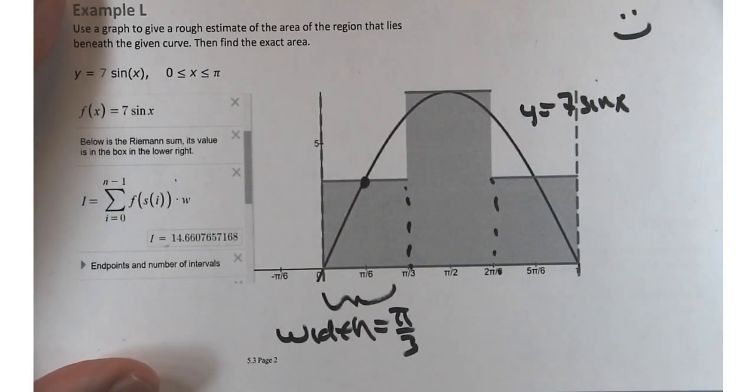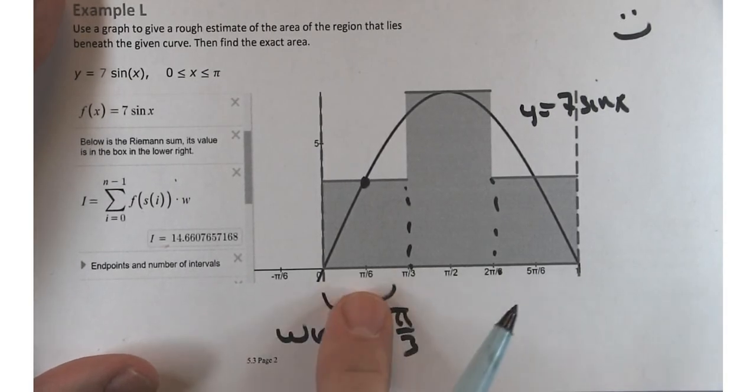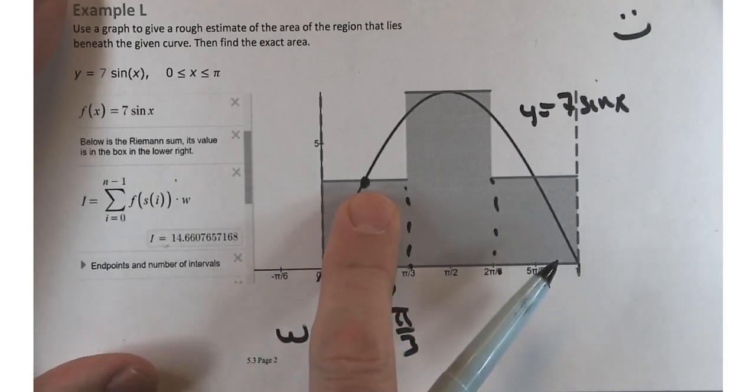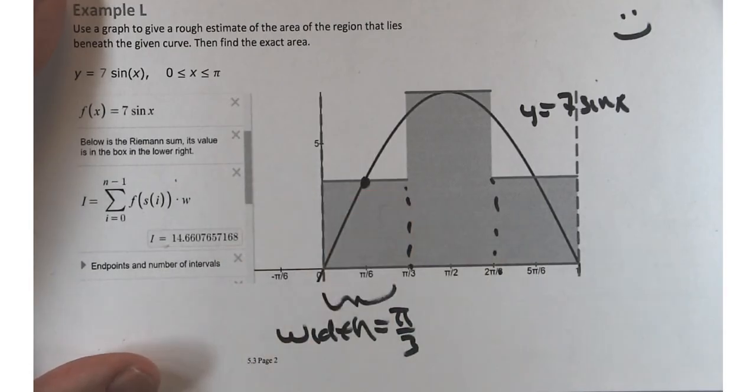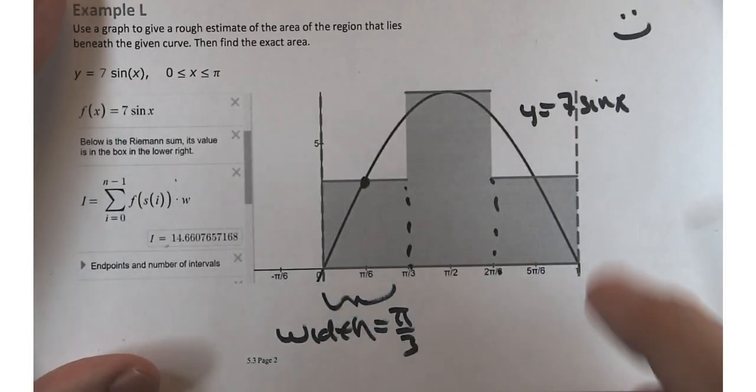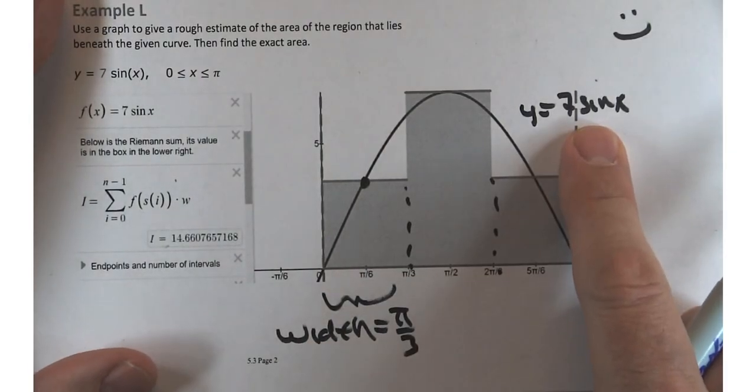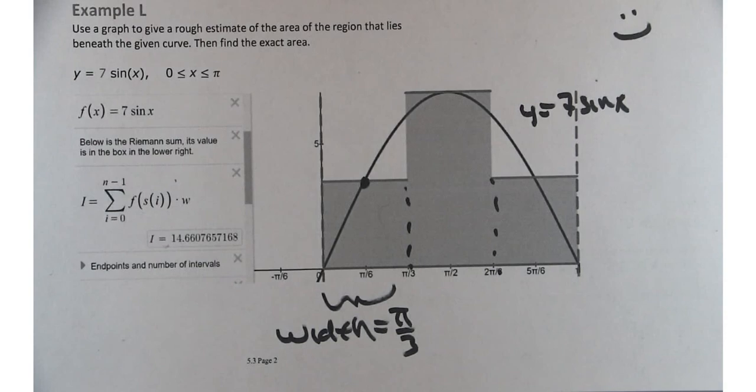It's not pi over 6. Pi over 6 is the x value. The height would be the y value, right? Well, yeah, so we're gonna plug it in. So sine of pi over 6. Now this might be one that you remember, maybe one that you don't. Does anyone remember what the sine of pi over 6 is?